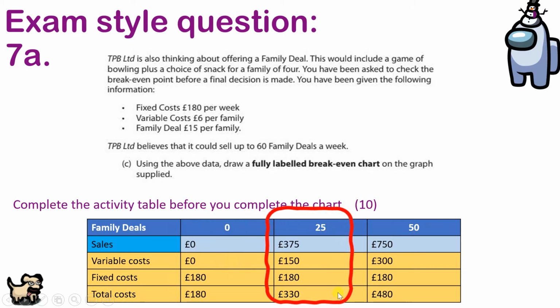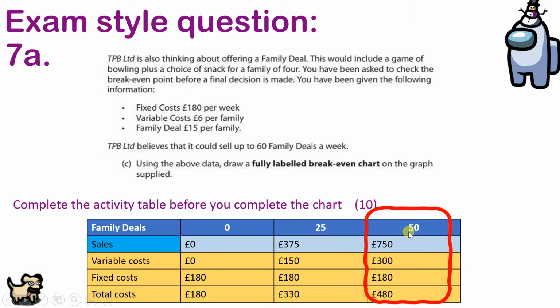In the middle column then, at 25 family deals, we've got 25 multiplied by £15, gives us a sales revenue of £375. Variable cost is 25 times £6, gives us £150. Fixed cost stays the same, so we need to add fixed and variable, so 150 plus 180 gives us £330 total costs. And the final column are 50 family deals.